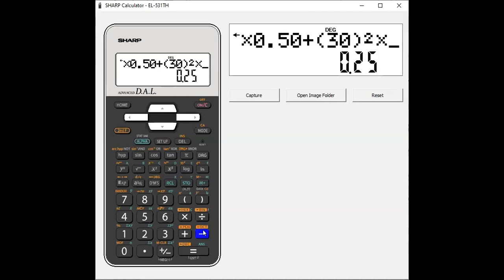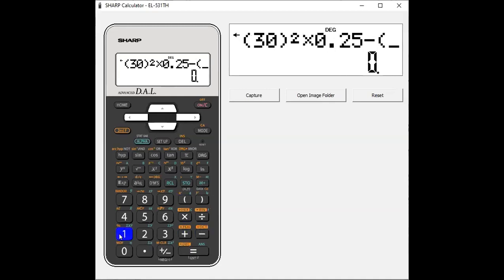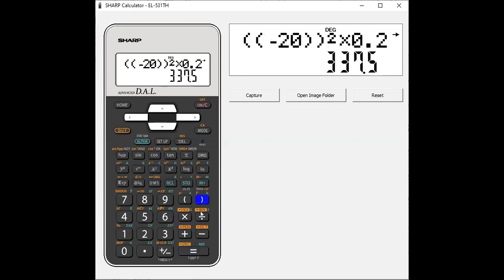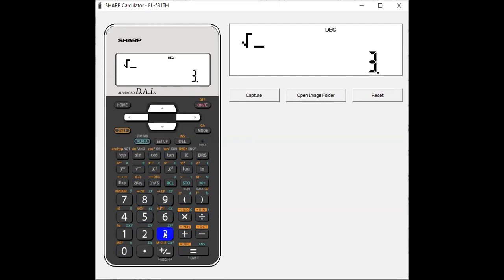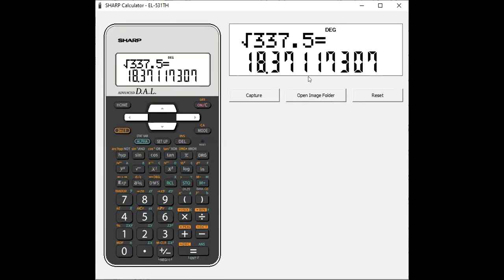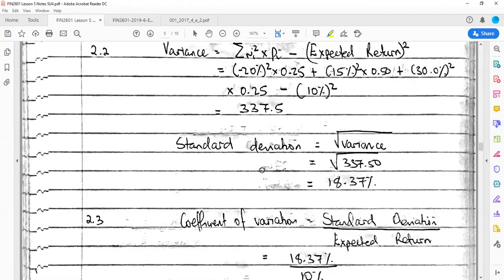And then we subtract our expected return, which is 10 squared. That gives us the variance. And then the standard deviation is the square root of the variance, the square root of that answer we got. We use this function, and it gives us 18.37%. Okay, so that's how we do that.